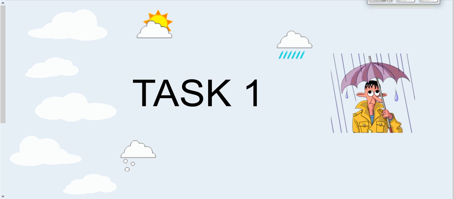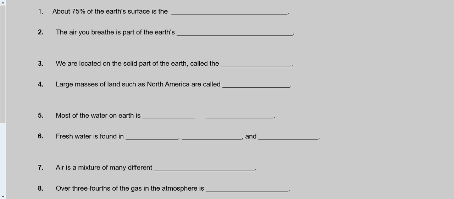How did you do with task 1 yesterday when we started talking about the parts of the earth that influence weather? In task 1, we had a series of 10 questions about the video that I had shown on yesterday's weather lesson 1. Let's go through the answers together.